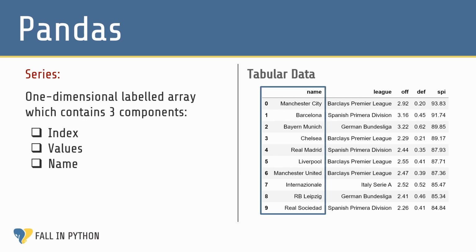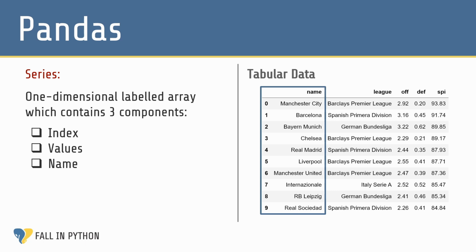A Pandas series is a one-dimensional labeled array which contains three components: the index, the values, and the name. And I want you to remember that a Pandas series contains an index, which plays an important role in how we can deal with this data structure.